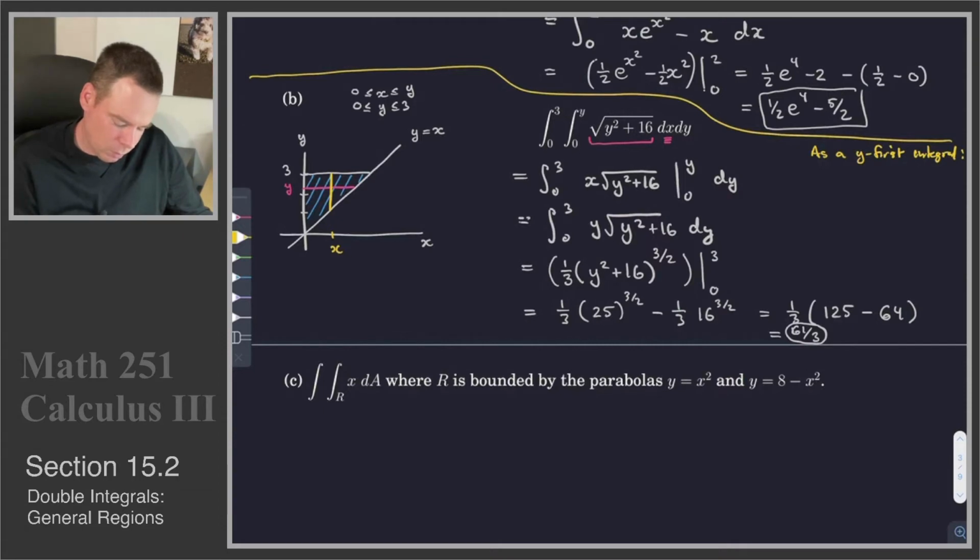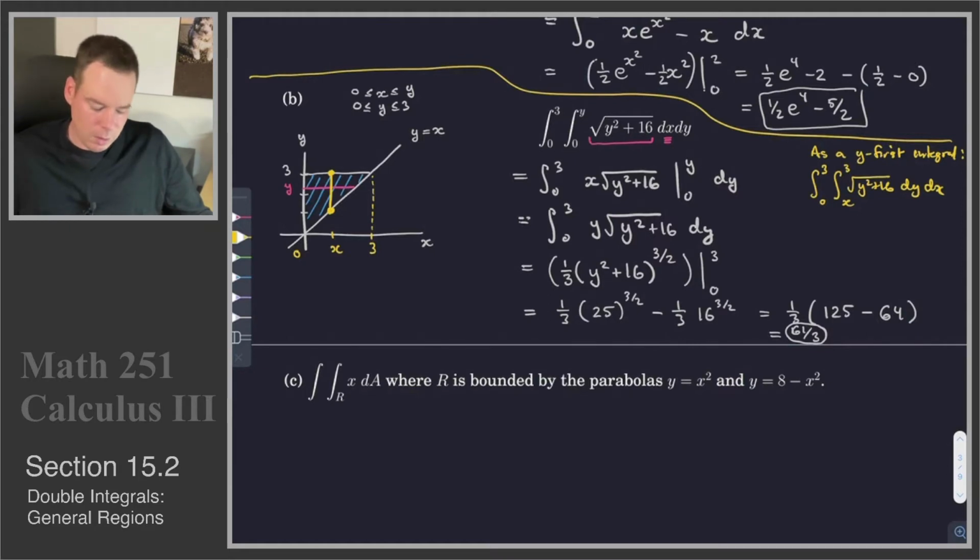What would we get? Well, the integral would be, let's set it up. So we've got the square root of y squared plus 16 dy dx. Our y values would range from, look at the orange line segment in our picture, the lowest the y value is going to be x. The highest the y value is going to be 3. And then x would sweep out the region from 0 to 3. So that would be our integral as a y first integral.